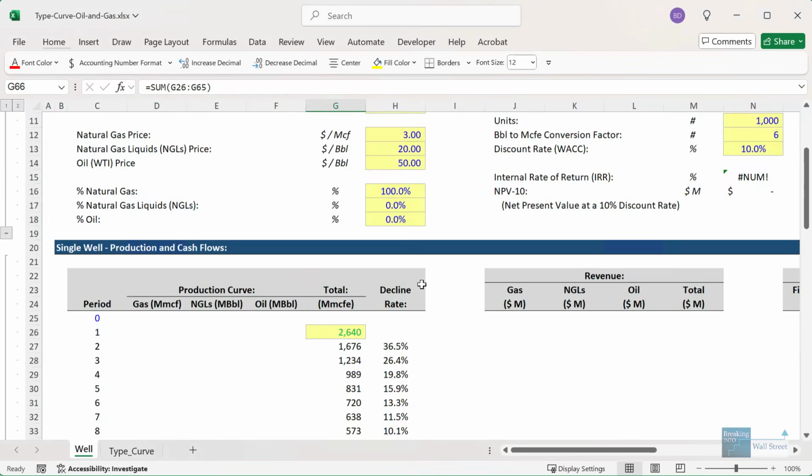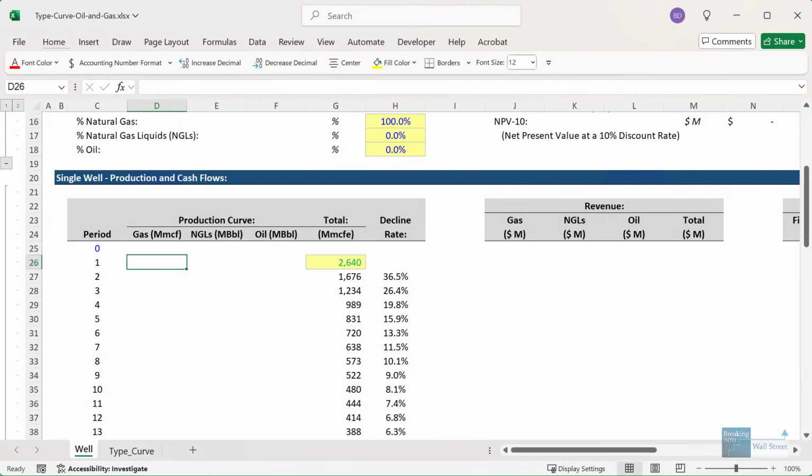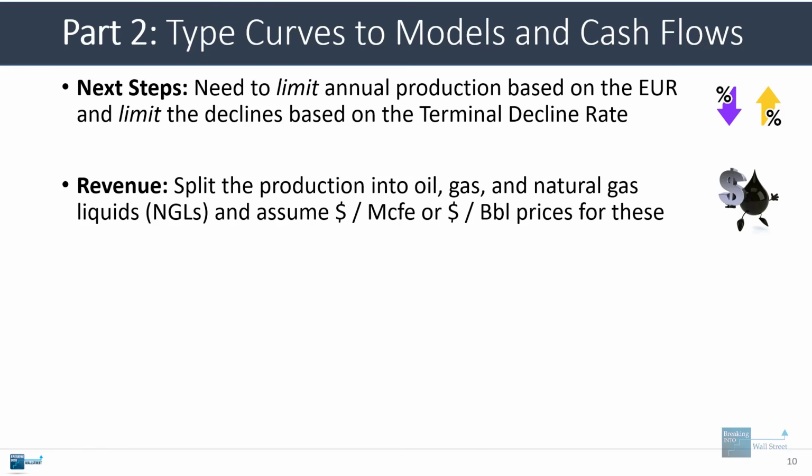So we have that. Now for the next step here, we need to get to the revenue. So we need to split the production into oil, gas, and natural gas liquids, and then assume a price for each one. Gas is priced based on $1 per 1,000 cubic foot equivalent, or $1 per 1,000 cubic foot basis. And then oil and natural gas liquids are priced on $1 per barrel of oil equivalent, or $1 per barrel basis.